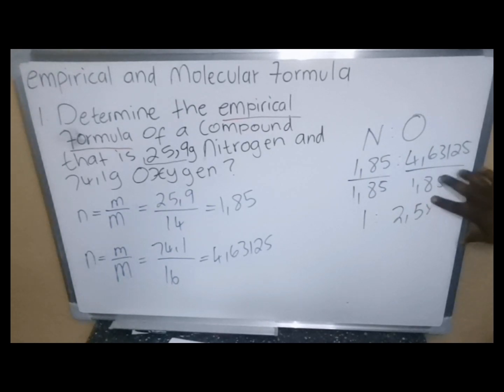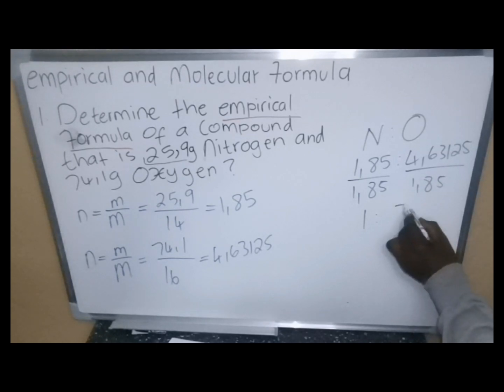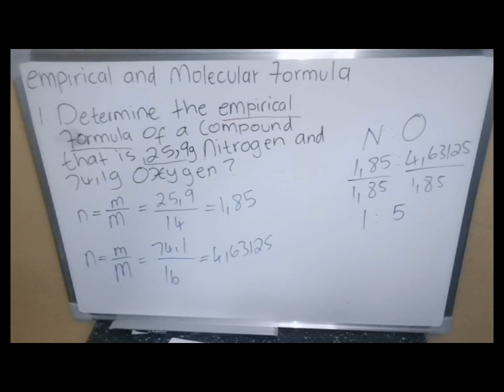It's 5, not 2,5. It's 5. So we multiplied by 2 again, so we get 5 there. I hope you guys understood it. Now we are done with finding the empirical formula here.